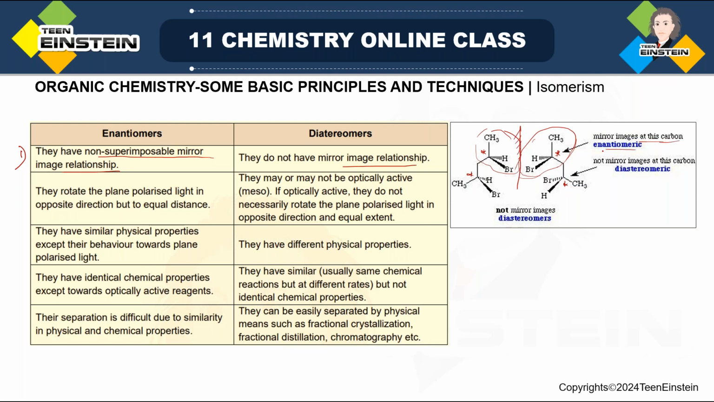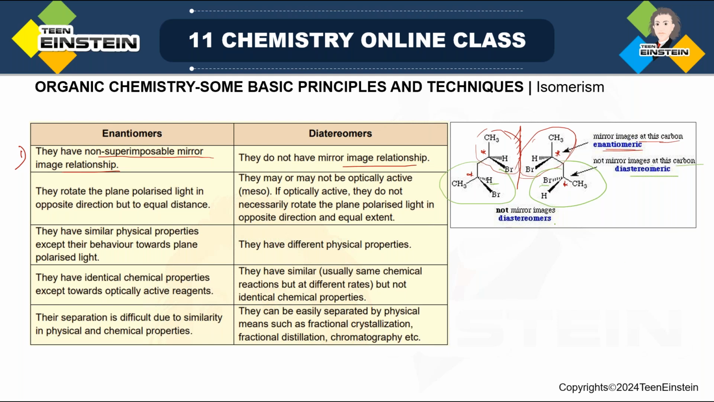So the mirror image at this carbon is enantiomeric, as if you are considering only this part, they are mirror images of each other. But now consider the other part. Let me use a different color. So this other part, if you see, they have no mirror image. H is away from us, Br is away from us. So there is no mirror image. So not a mirror image at this carbon, as if at this part it is diastereomeric.